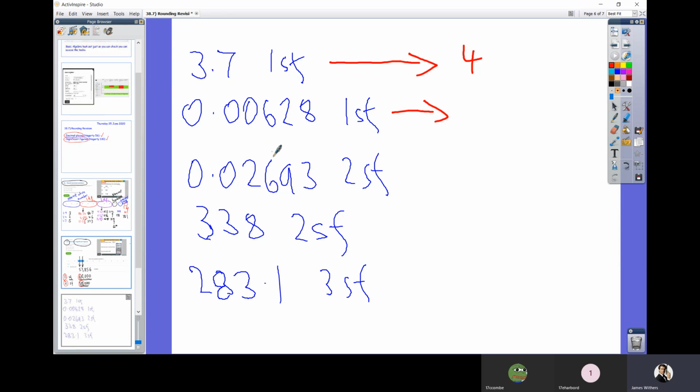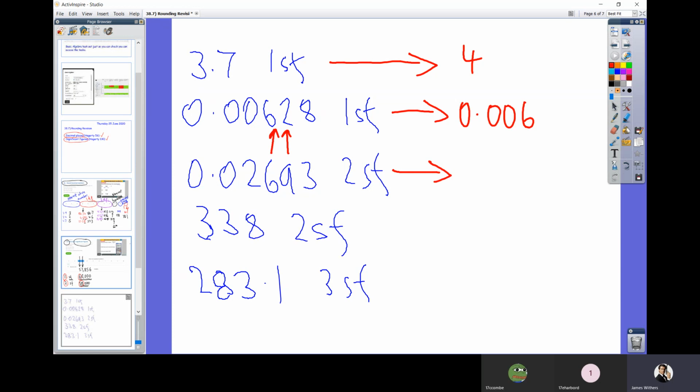0.00628. Well, the 6 is the first non-zero number we come to. Do we round that up? No, we don't. So that to one significant figure will be 0.006. Note how you still need all the zeros you want to get that 6 into the appropriate column.